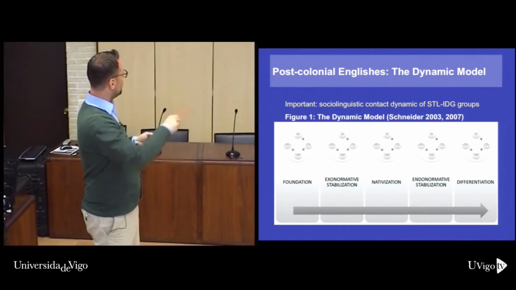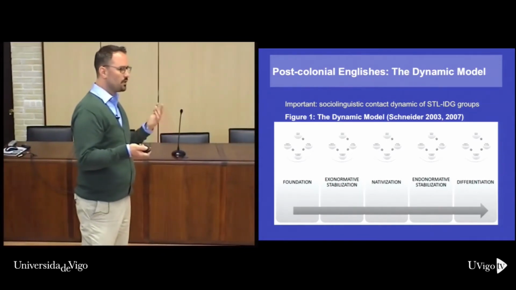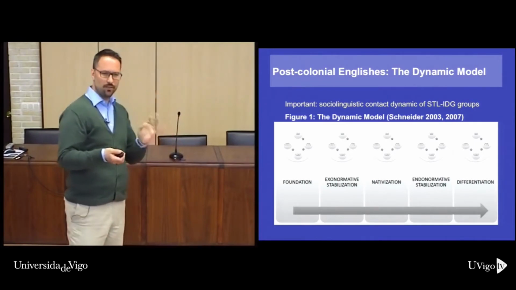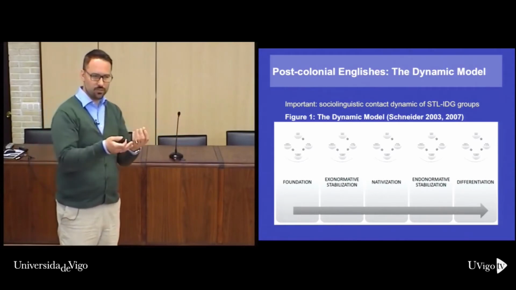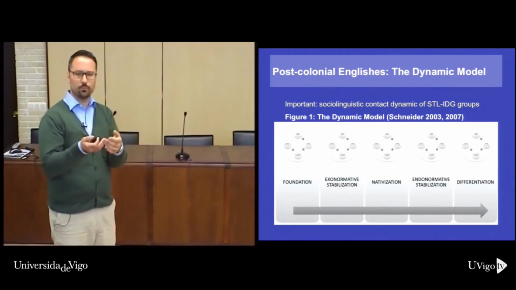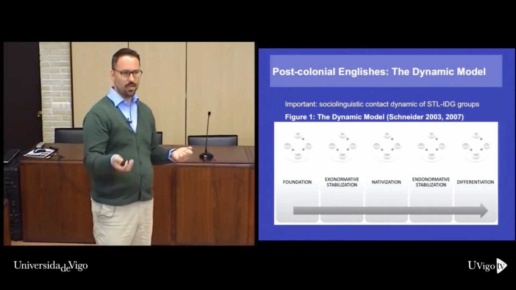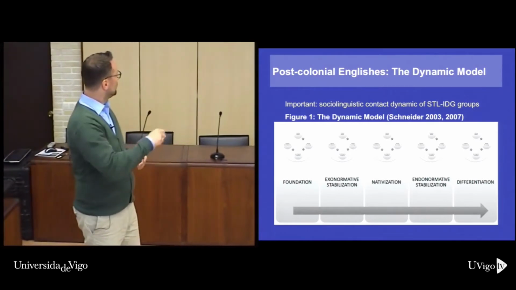The next stage, however, is exonormative stabilization. That's called thus because now they realize that they're there for longer, and they got the idea of a British identity plus something. They're not just British people, but they're British people with the experience of having lived in Africa and in Asia. And their interactions with the local people get more intense.